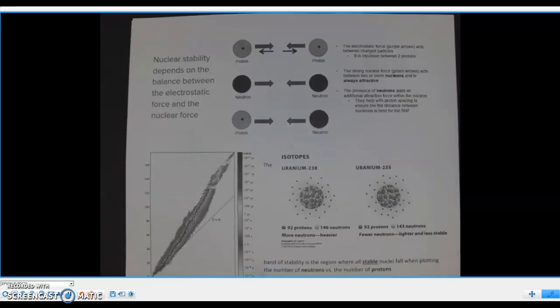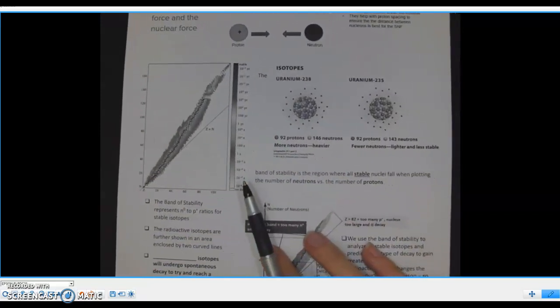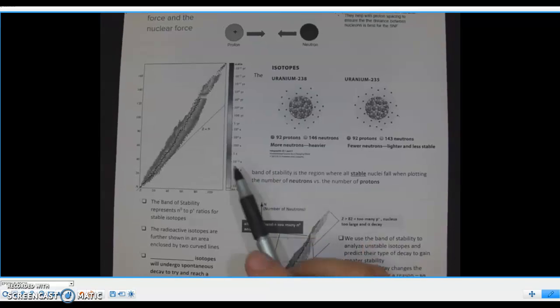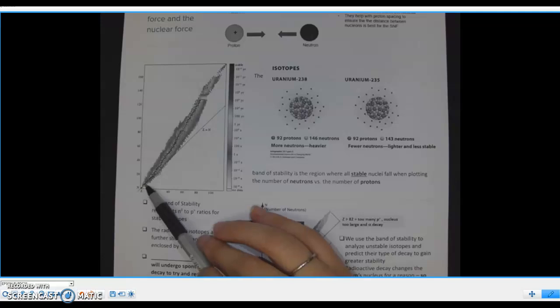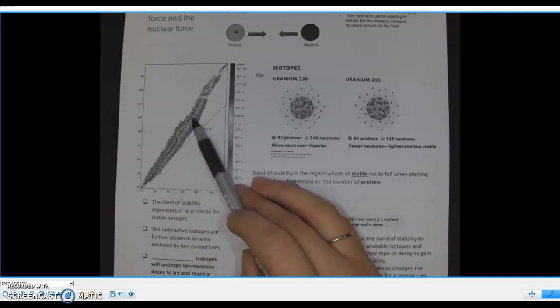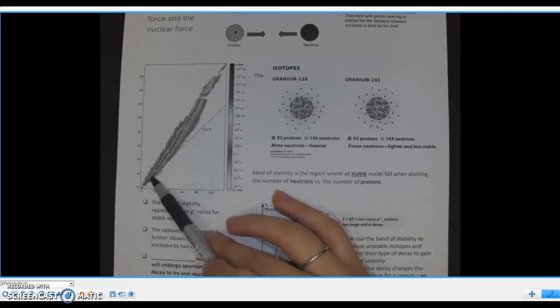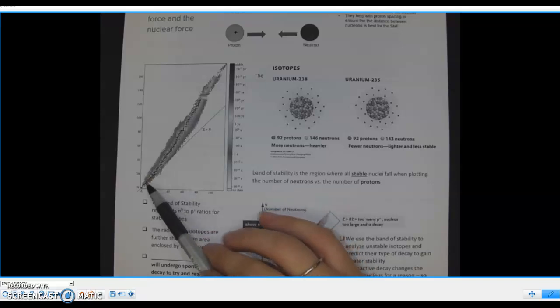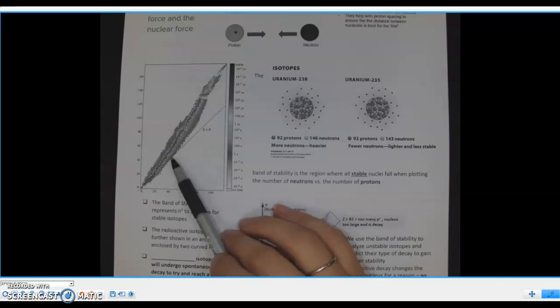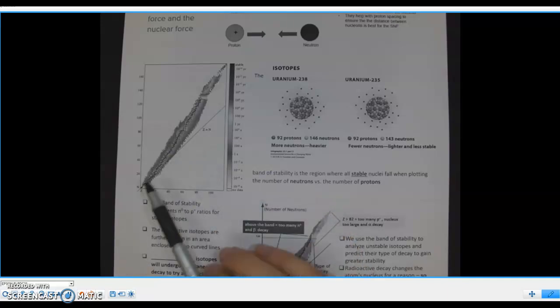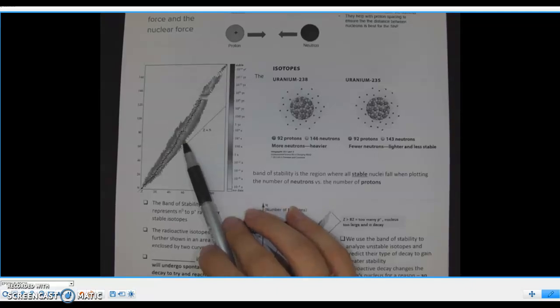Okay. Now, you worked on an online lab where you created this band of stability, and we saw that we had this general trend, these darker elements here, and that those were our stable elements, and then above it we were less stable, and below it we were less stable. Okay?